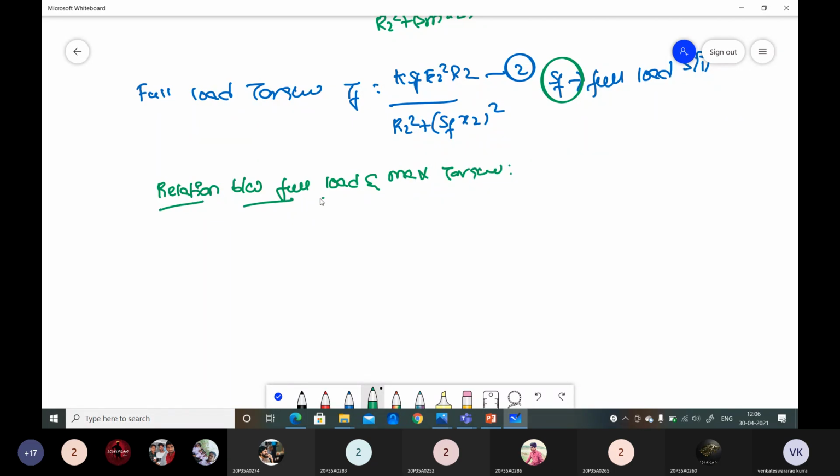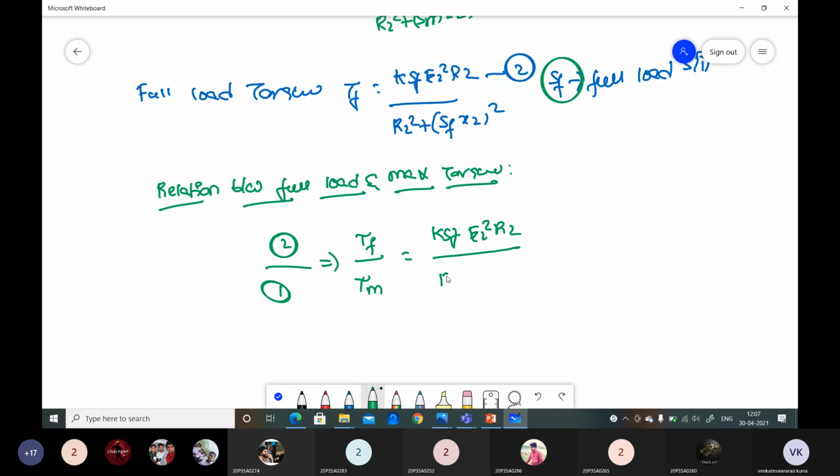So, the relation between full load torque and maximum torque. To find the relation between the full load torque and maximum torque, just divide equation 2 by equation 1. So T_F by T_max equals K S_F E2 square R2 by (R2 square plus (S_F X2) whole square), divided by the T_max value.